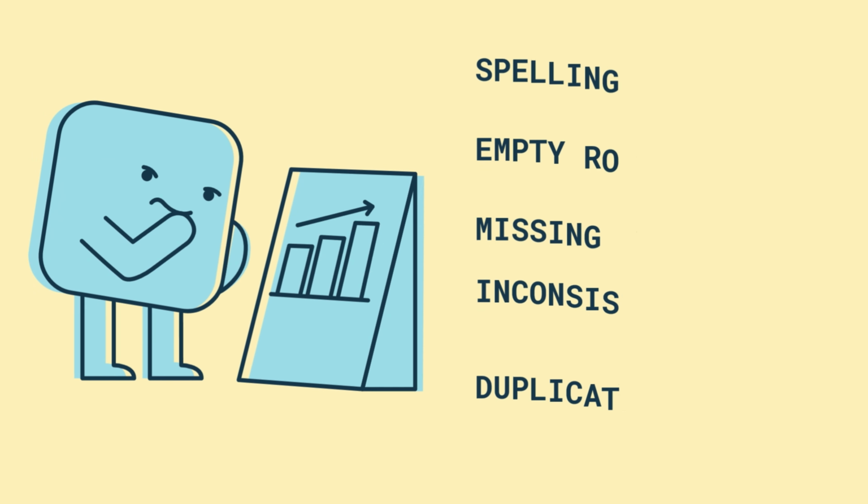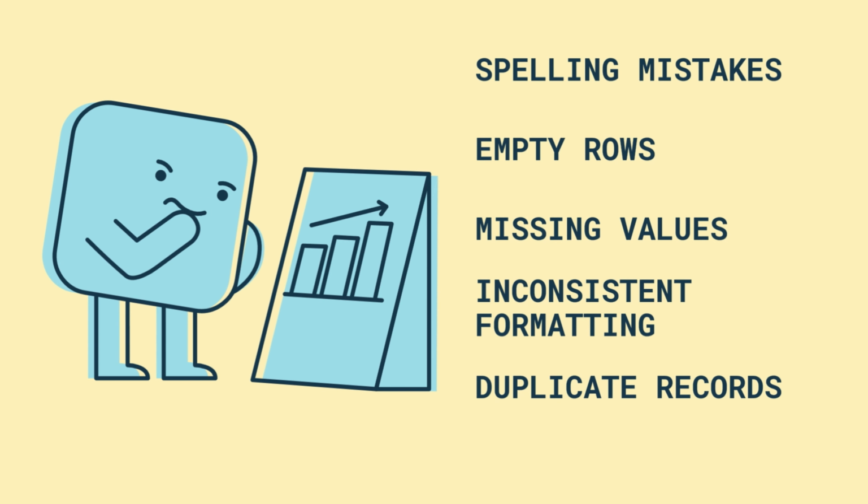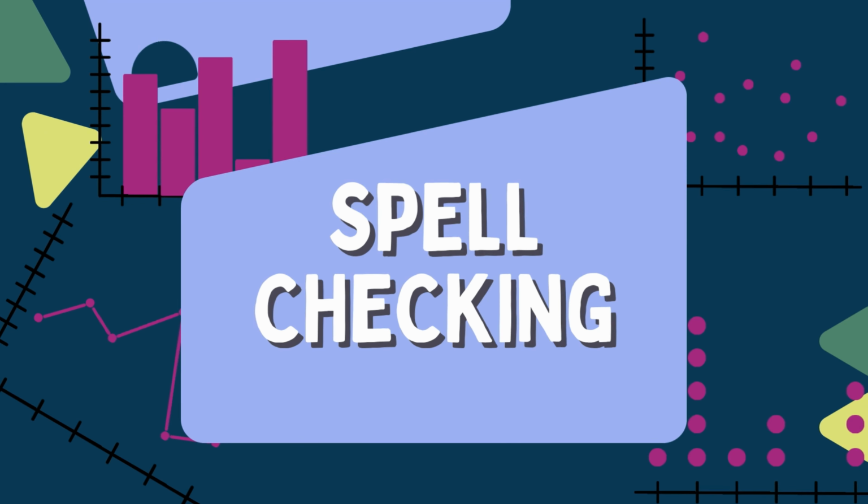Data cleaning is an essential step to ensure data quality and privacy. When collecting or importing data, it's common to encounter errors such as spelling mistakes, empty rows, missing values, inconsistent formatting, and duplicate records. These errors might lead to inaccurate analysis, incorrect calculations, and poor data visualization. Therefore, data cleaning involves fixing these errors, removing empty rows, and eliminating duplicates to make the data more accurate, consistent, and ready for analysis. Let's start off with one of the easier of those tasks, which is spell checking.